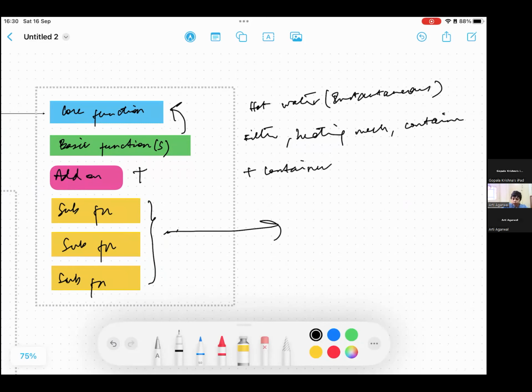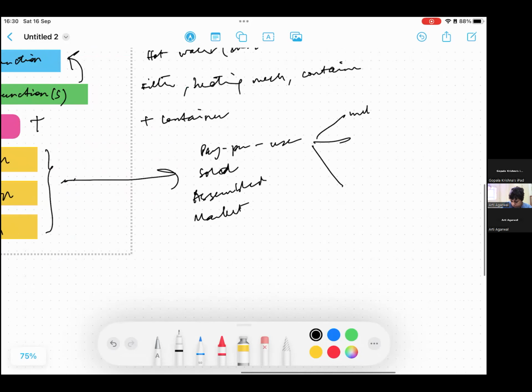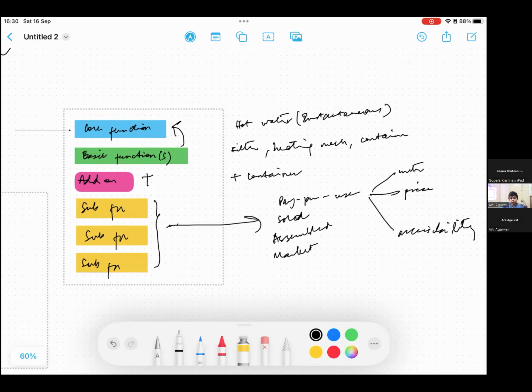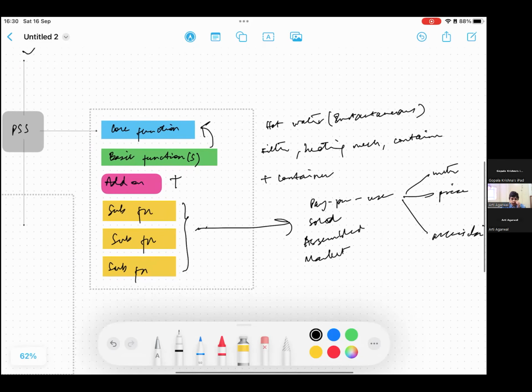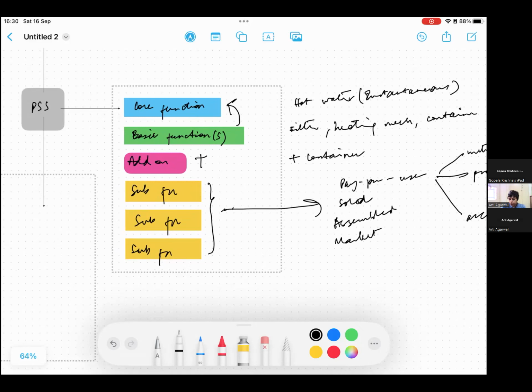Sub-functions will of course include whether we want to make it pay-per-use or sold, manufactured, assembled. How do we want to market it? If it's pay-per-use, it raises many questions on how do you meter it. What's going to be the pricing? All sorts of things, right? So all other aspects of it go into the sub-functionalities.